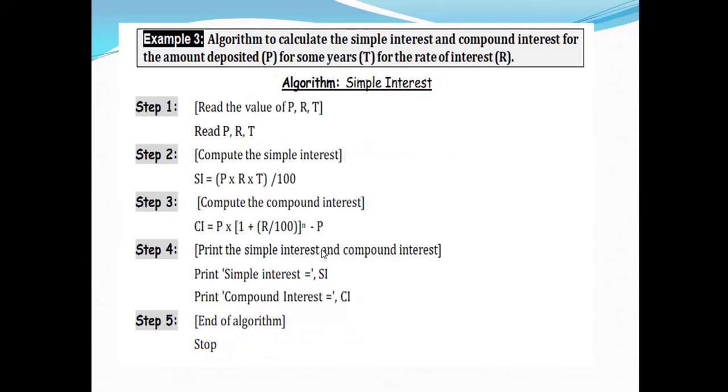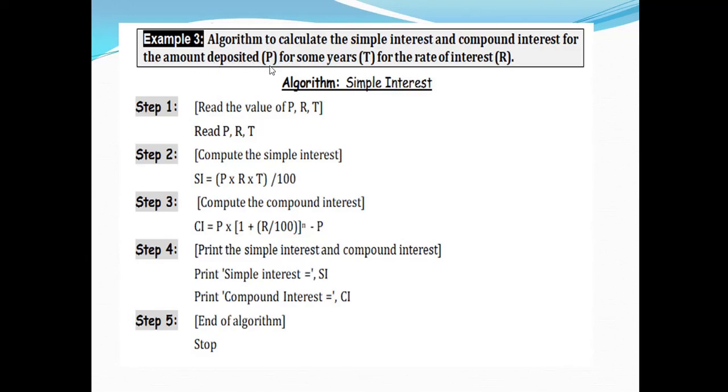Next, we will see another algorithm, that is calculating the simple interest. So these are the four notations: the name of the algorithm, step numbers, explanatory comments, and end of the algorithm. Here we are going to calculate the simple interest SI, and also the compound interest.